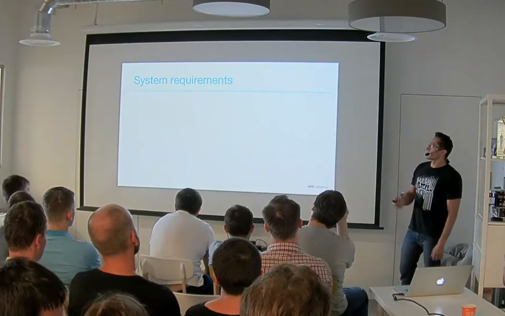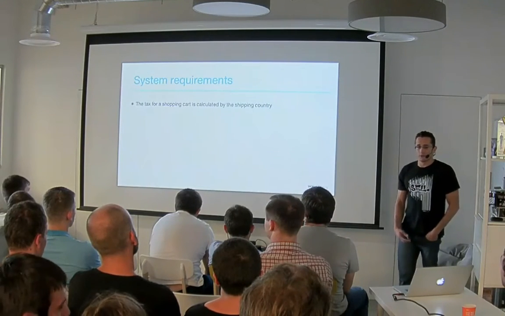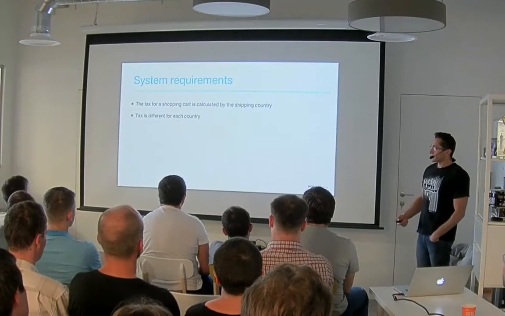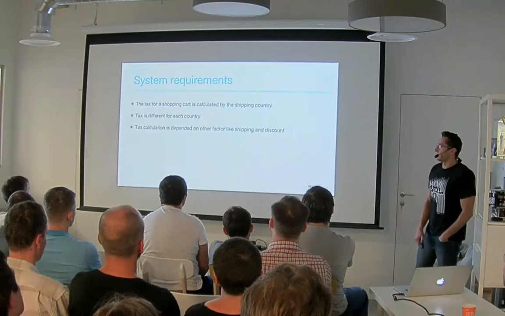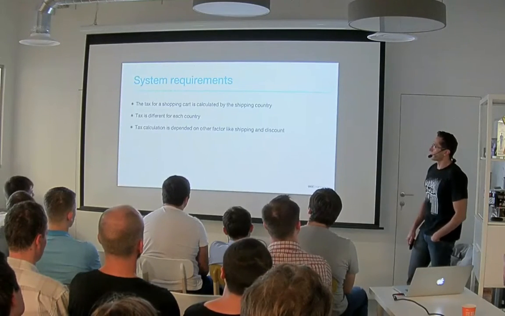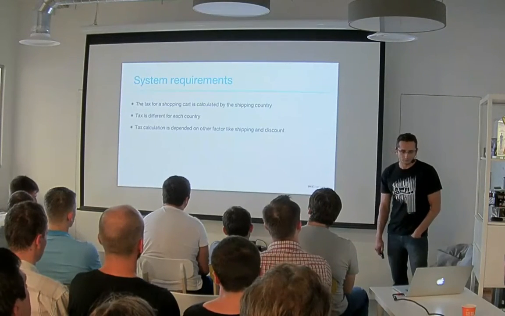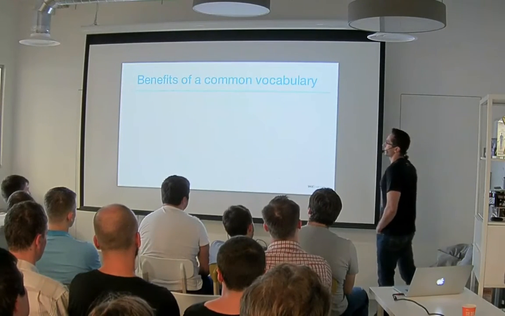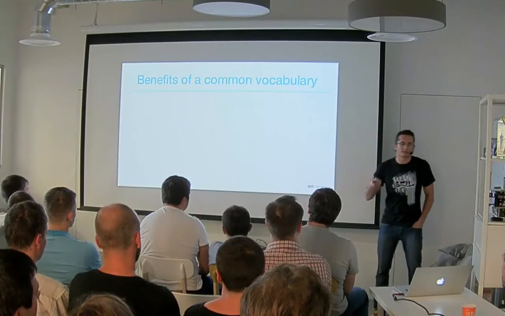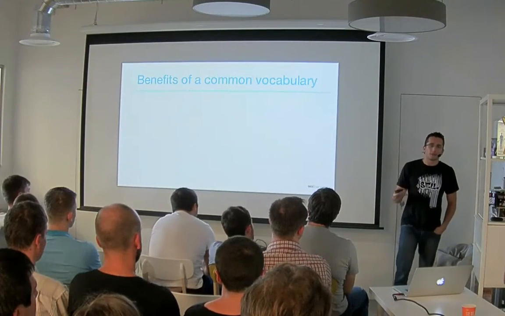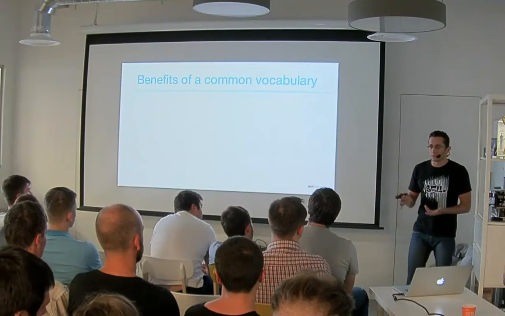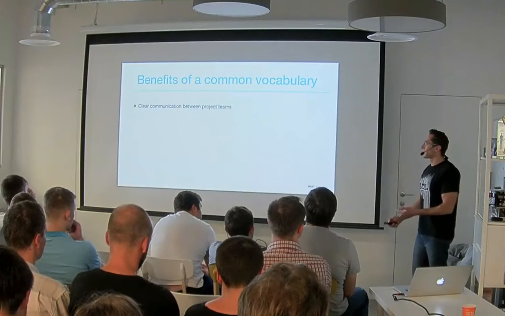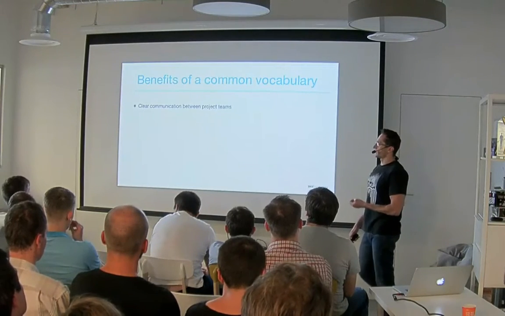And system requirements basically are: the tax for a shopping cart is calculated by the shipping country. Tax is different for each country, and tax calculation is dependent on other factors like shipping and discount. At this point, we need to establish a common vocabulary. Like we and the barista could just say espresso, we need to do the same thing for our theoretical DSL. The benefits of a common vocabulary, if we establish one, will be clear communication between all product teams.